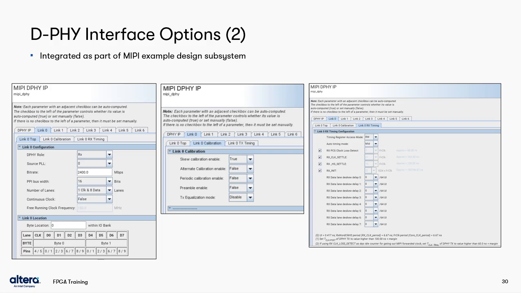So for each link here, you select options like receive or transmit operation, which PLL is used as its source if there are multiple, the link bit rate, the number of clock and data lanes, the byte location within the I/O bank, enabling or disabling calibration, and receive or transmit interface timing parameters. These parameters can be auto-populated or set manually. See the IP user guide for more details on the timing parameters, both auto and manual.